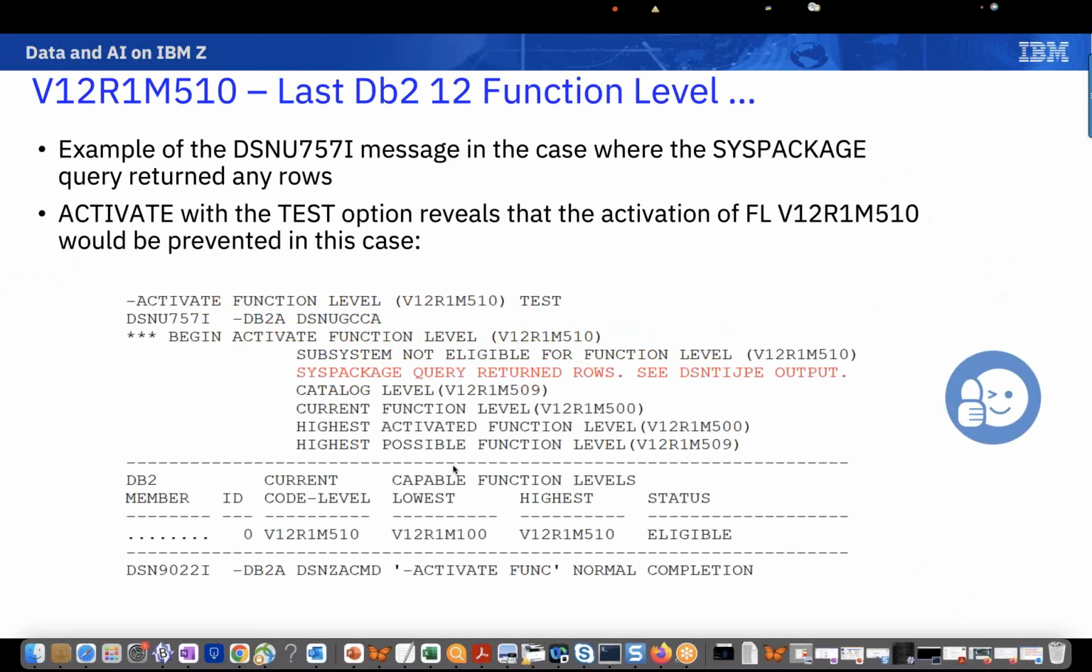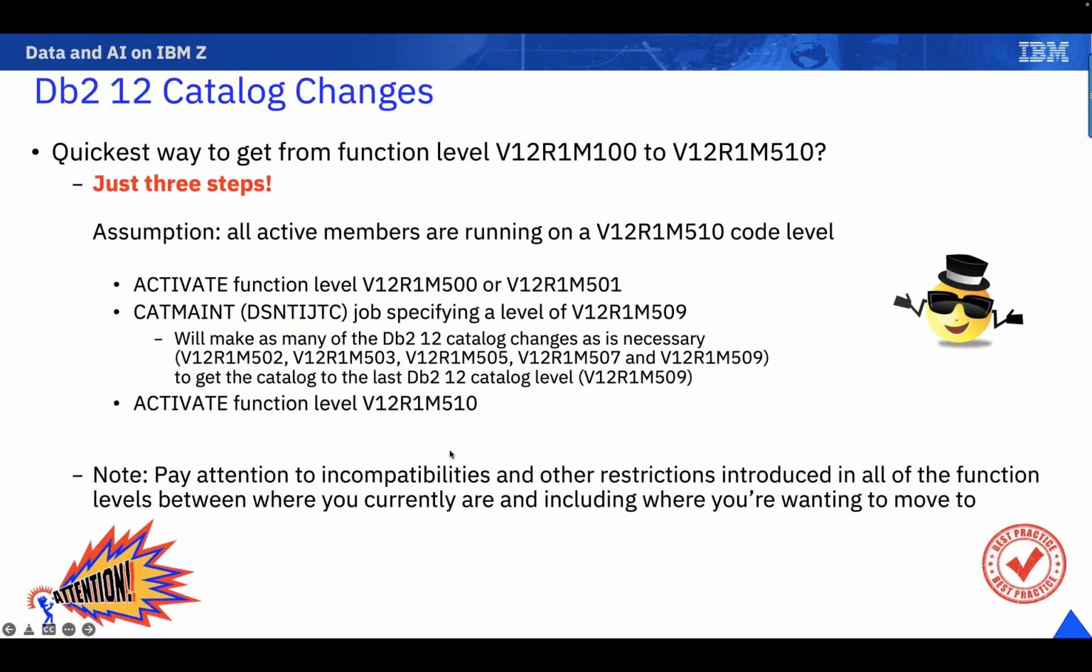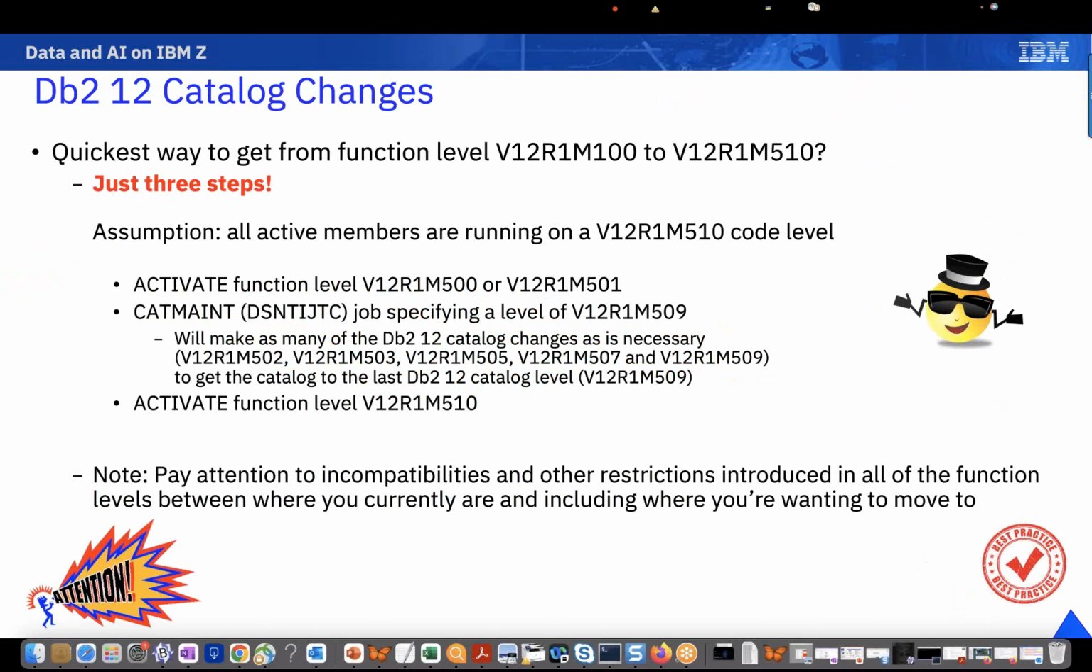So next chart, please. Okay, so we talked about how flexible we are in going from one function level to the next, but let's give you a case. For those of you that are at function level 100 right now, or there was a person or two that said that they were in version 11, if you for some reason wanted to go quickly from function level 100 to 510, we allow you to do that in just 3 quick steps.